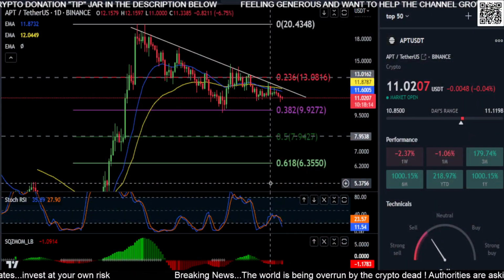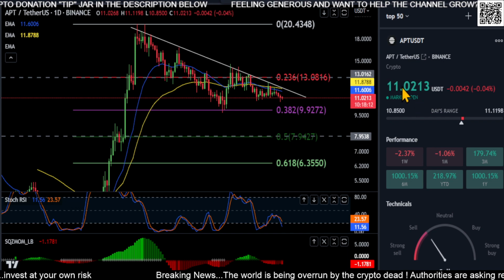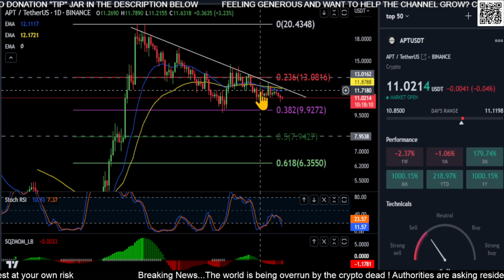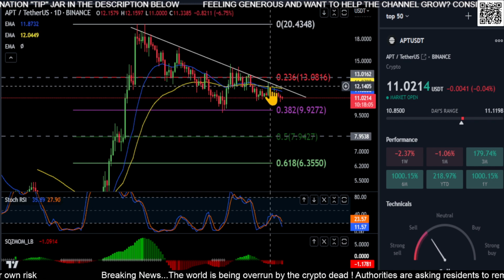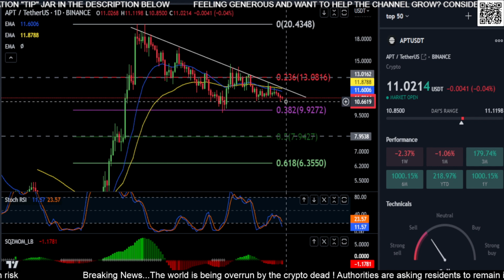Taking a quick look at APT. So you're currently sitting on this $11 area. We recently had a bearish cross, the 21 going below the 50-day EMA here, and the price is pretty much just getting pushed down here.